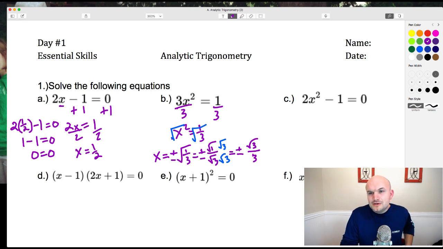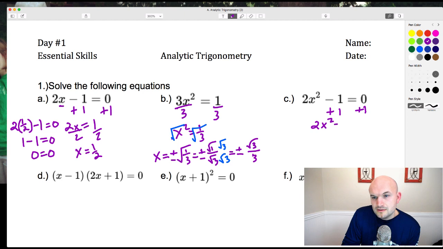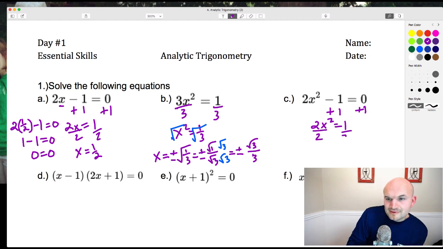So anyways, moving on to the next one. Now we have another x squared, and then it's being multiplied by 2. The only difference here is now we're subtracting 1. So again, the first thing we want to do is always undo addition and subtraction first. Therefore we have 2x squared equals 1. Divide by 2, and therefore I have x squared equals 1/2.